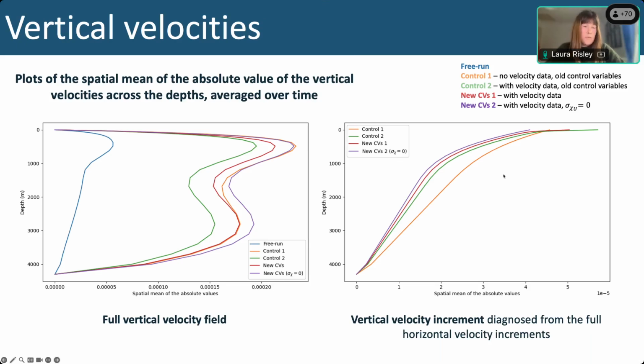So instead of looking at the full field that's produced from assimilating these observations, what happens if we diagnose the vertical velocity increments directly from our horizontal velocity increments, including both the balanced and unbalanced components? And so you can see this plot on the right, and although it's a very small improvement, you do see that removing the ageostrophic component of velocity potential has reduced the magnitude of these vertical velocity increments.